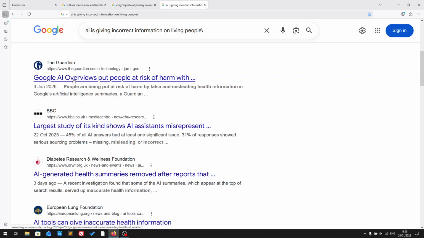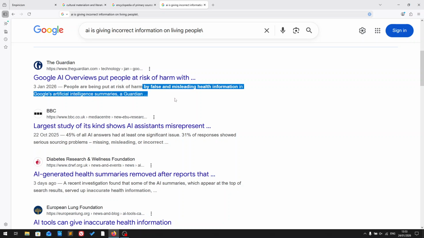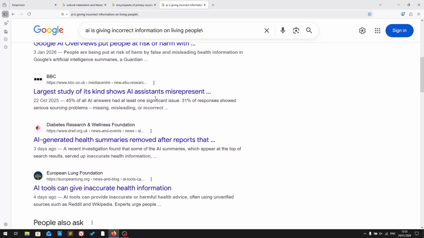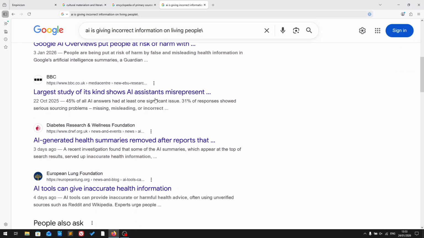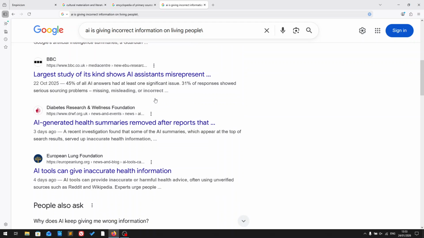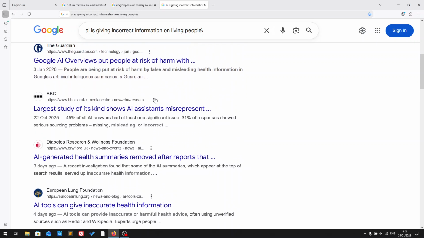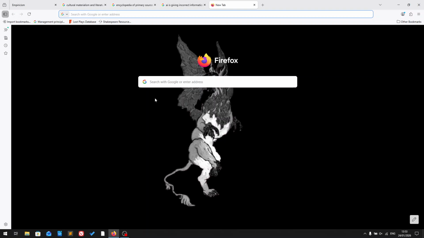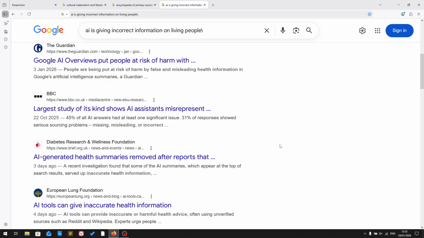See, Google AI overviews put people at risk of harm with false and misleading health information in Google's artificial intelligence summaries. Wow, that's serious. That is serious. And then we talk about, and let it be.